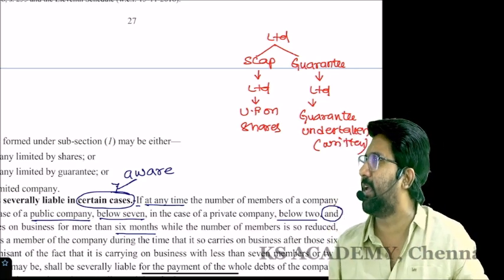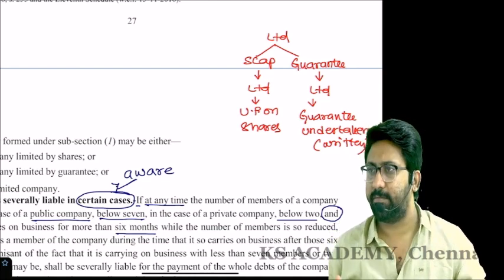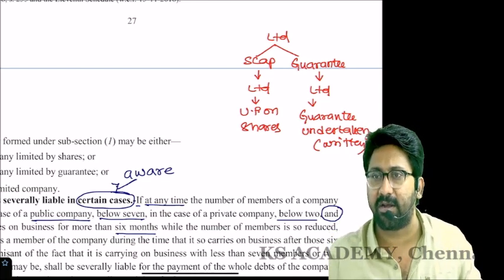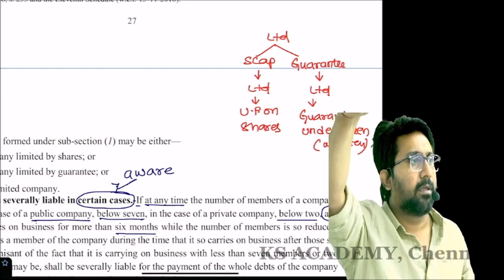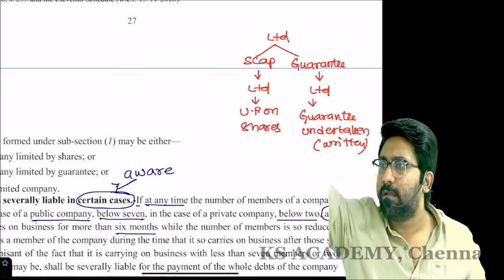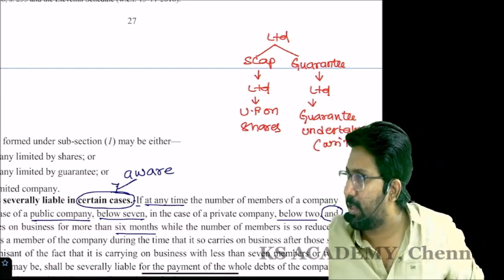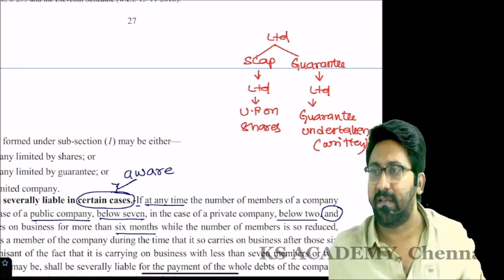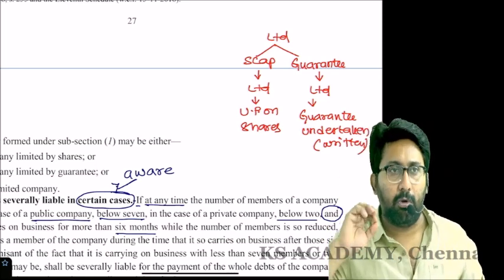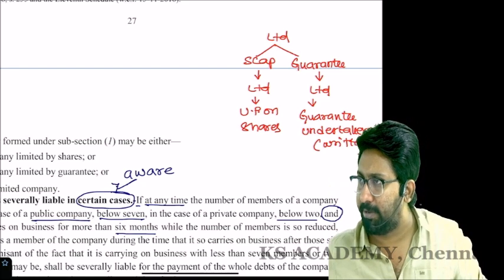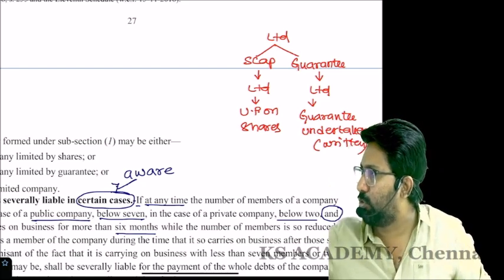Classic example is Rotary Club. Rotary Club is a company limited by guarantee. Have you heard about Rotary Club? Everyone in the class? Rotary Club is a company limited by guarantee. Sir, what does it mean? Rotary Club, I am a member of a Rotary Club, Midtown Club, Hyderabad. Like that you can also become.